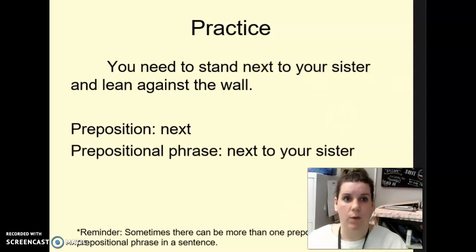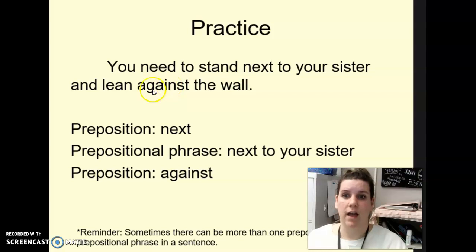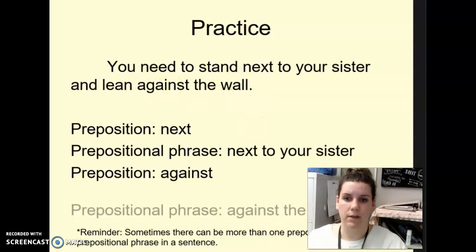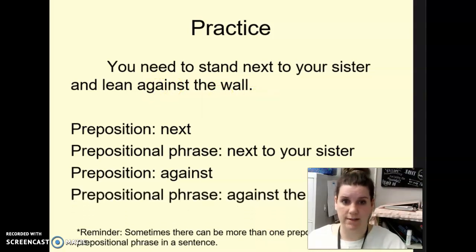Now, what else are you doing? What about the wall? You and the wall. What are you doing with the wall? Leaning. You're leaning, correct? But that's your verb. That's what you're doing. So you and the wall, you are against the wall. So against is your preposition. Against the wall is your prepositional phrase.